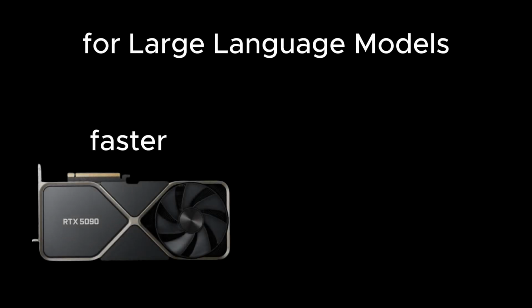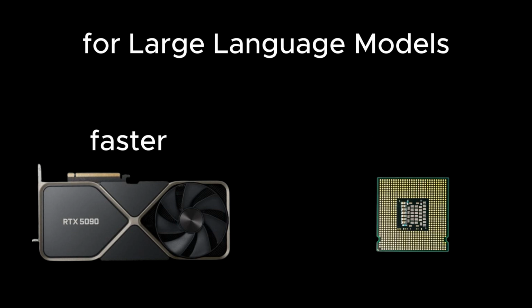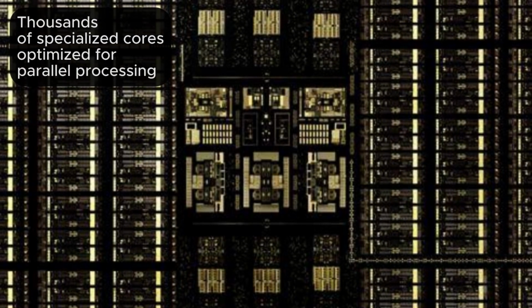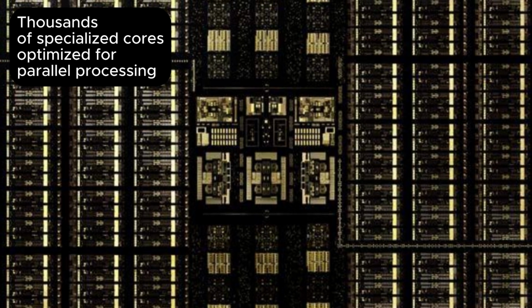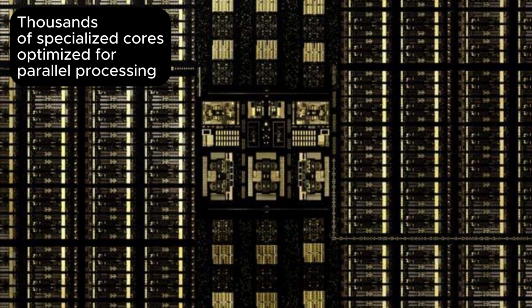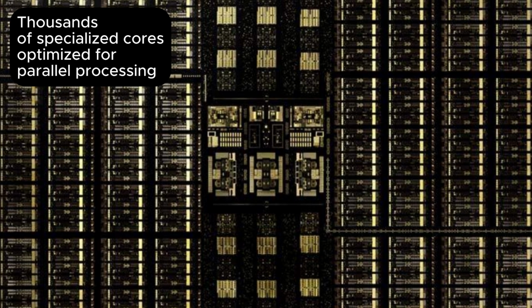It's a known fact that GPUs are significantly faster for running large language models than CPUs. This speed advantage boils down to their fundamental design. GPUs have thousands of small specialized cores optimized for parallel processing. This means they can perform vast numbers of calculations at the exact same time.